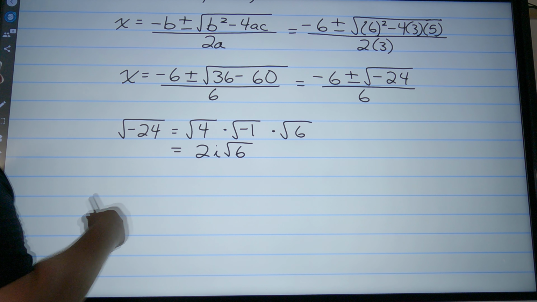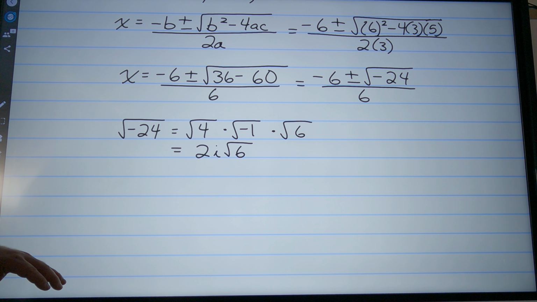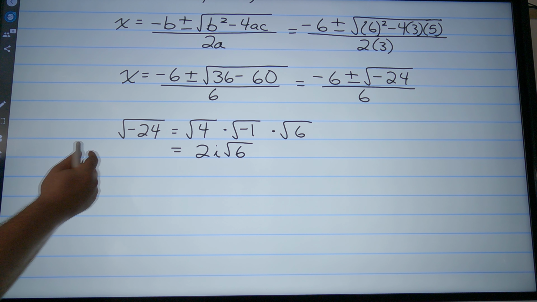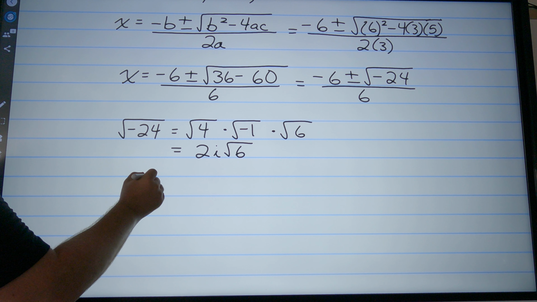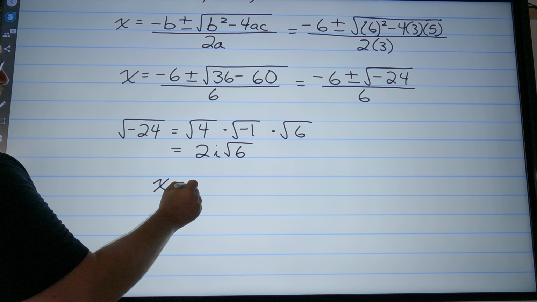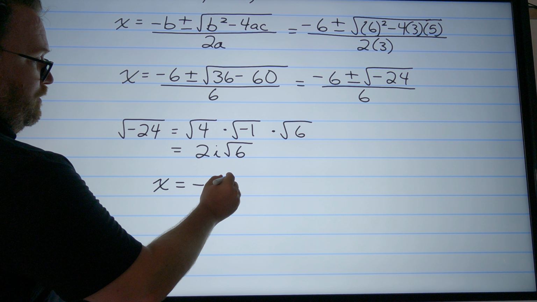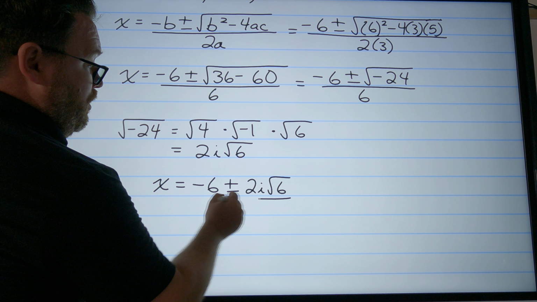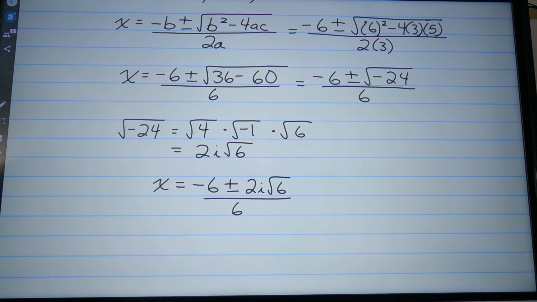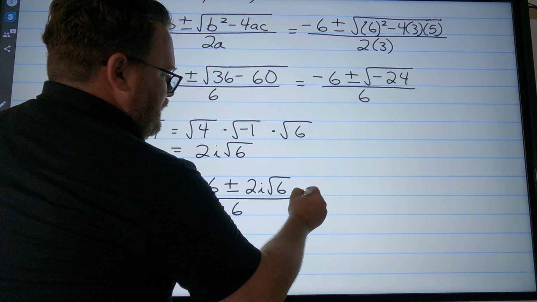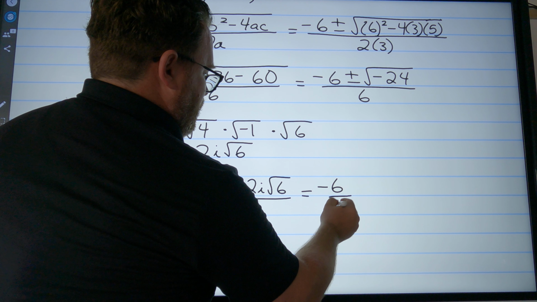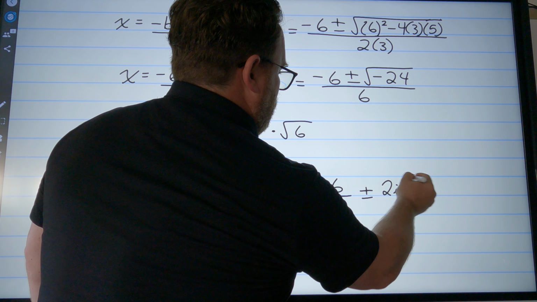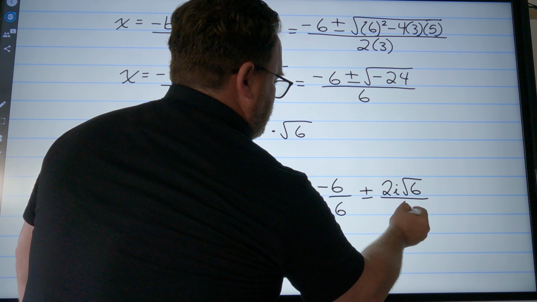And notice I didn't include the dots. If I write them next to each other, so the dots for multiplication, if I write them next to each other, that indicates multiplication. So our solutions become x equals negative 6 plus or minus 2i square roots of 6 all over 6. Okay, so we can break this apart into negative 6 over 6 plus or minus 2i times the square root of 6 over 6.